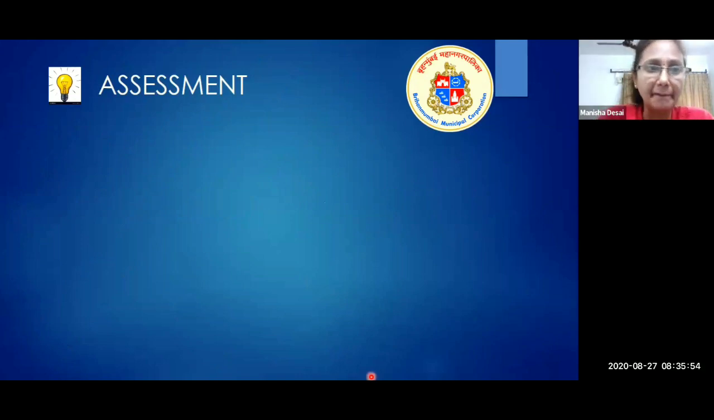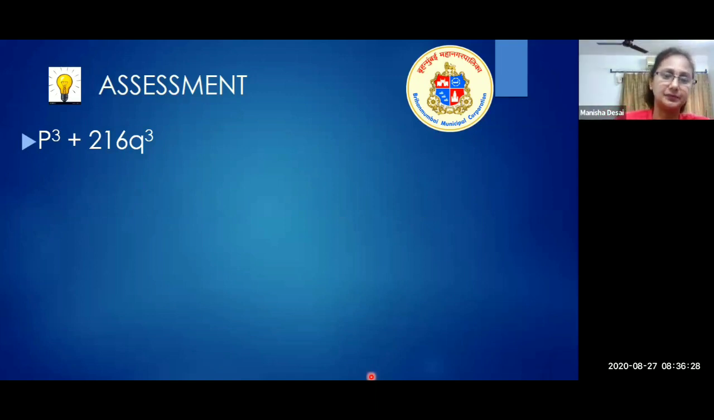Let's see how much you remembered. Solve this question in your notebook. p cube plus 216q cube. Try to solve this example in your notebook. To solve this example, you have to think what will be the cube root of 216, so that it will become easy for you to find the answer. Everyone solve this in your notebook. Yes. Very good.